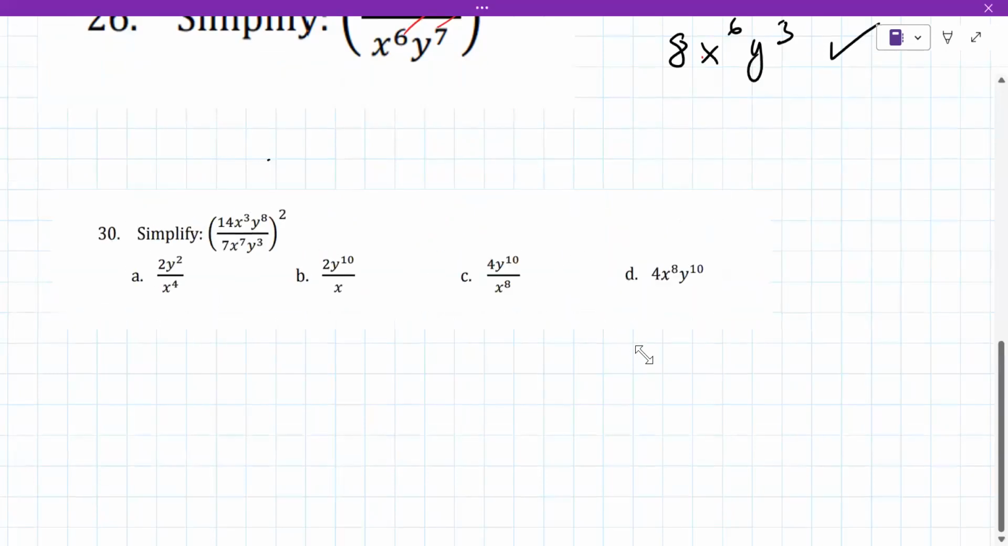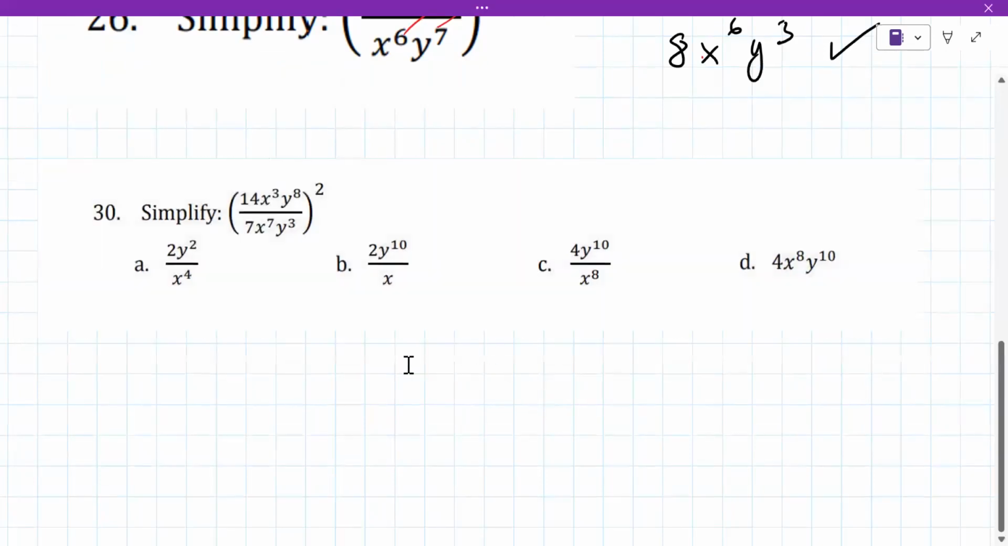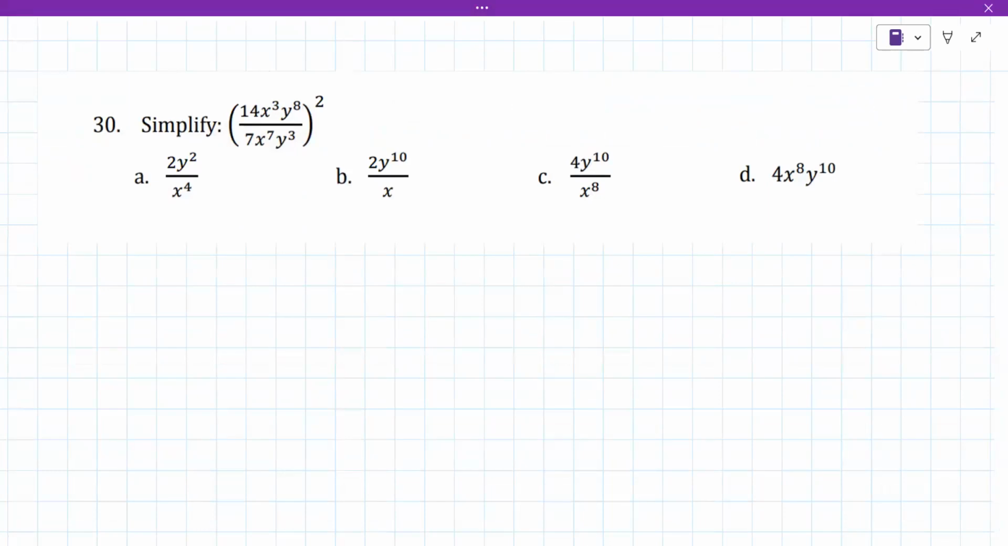This time I'm putting the answers in just to see. I don't know if that helps or hurts, but one more of these before we move on to something else, more exponent stuff. All right.